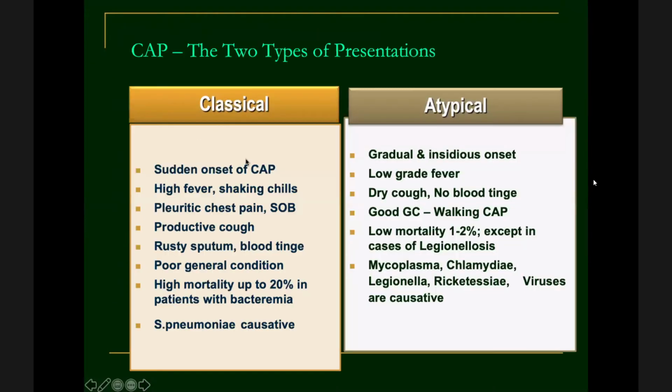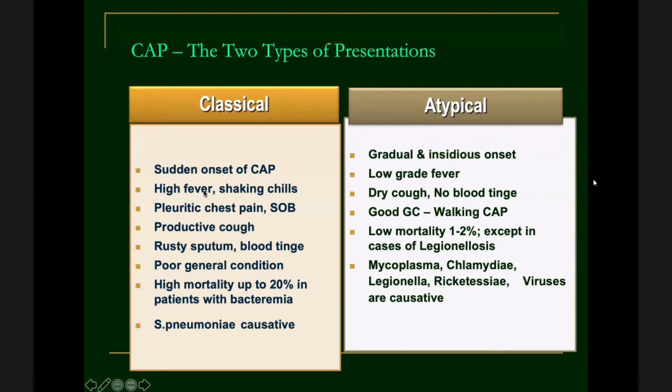Coming to the two types, classically you can divide into classical community-acquired pneumonia and atypical pneumonia. So that is typical and atypical, two types of presentation. In the classical, the patient will have a sudden onset of community-acquired pneumonia.